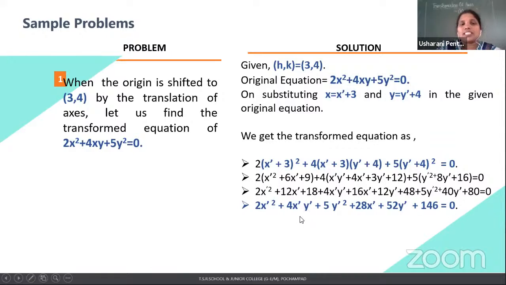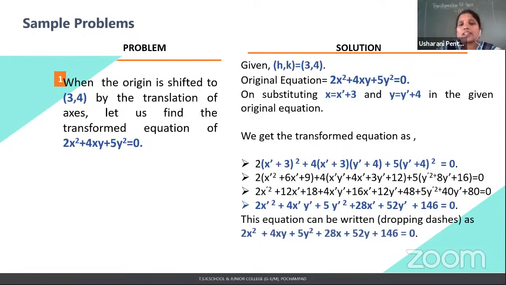This is nothing but the transformed equation for the given axes. But by dropping the dashes, we'll write it in a simple form. That is 2x square plus 4xy plus y square plus 28x plus 52y plus 146 is equal to 0.